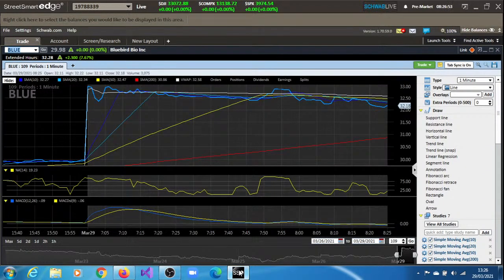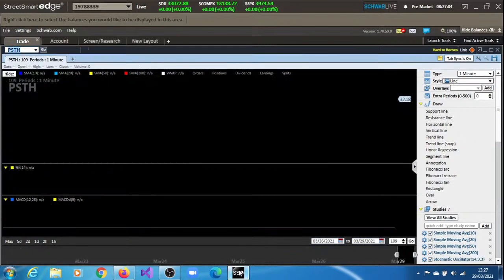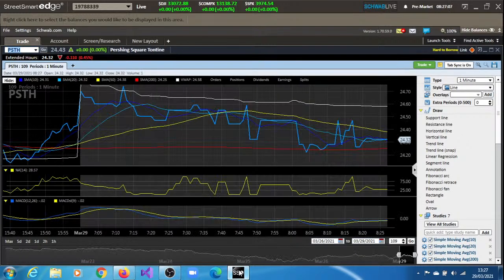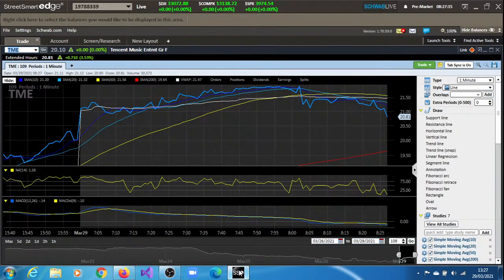Bluebird Bio Inc. up 7.67%, but not showing enough direction at the moment. Passion Square down 0.45%. Tencent Music Entertainment is also in the news, but just slightly up 3.48%. I think it announced it's going to buy back its shares with up to $1 billion. So it's currently up 3.5% from its closing price of $2.10.